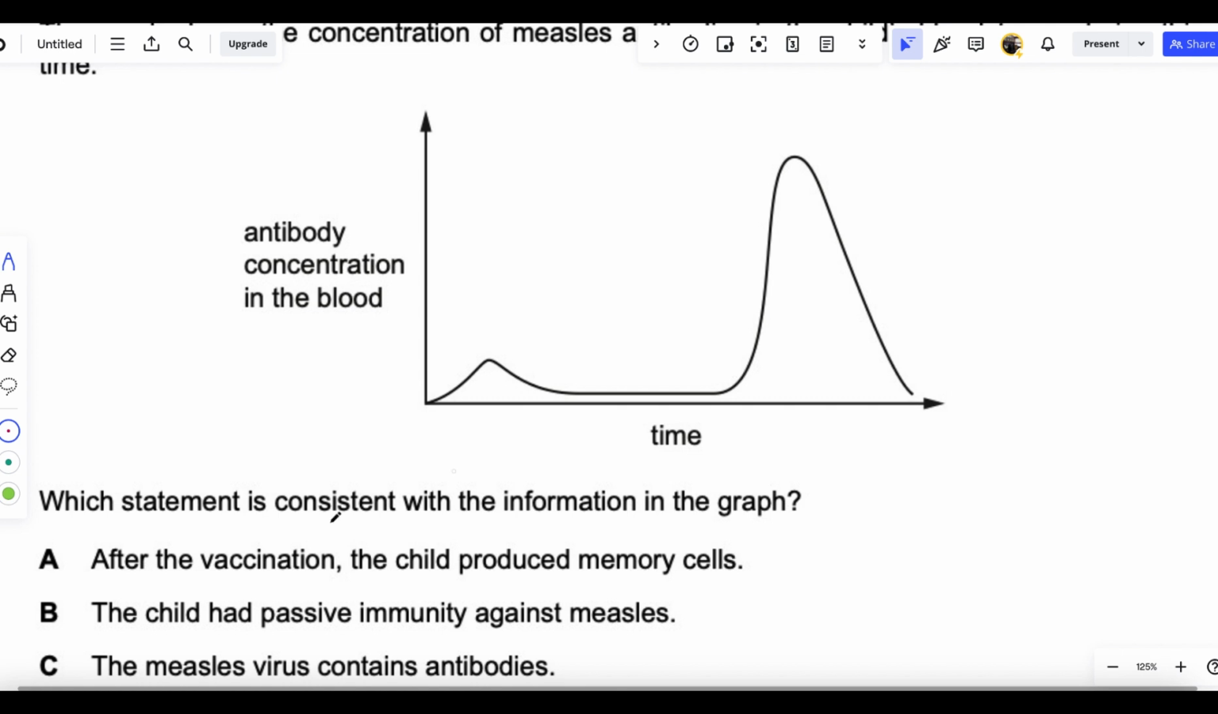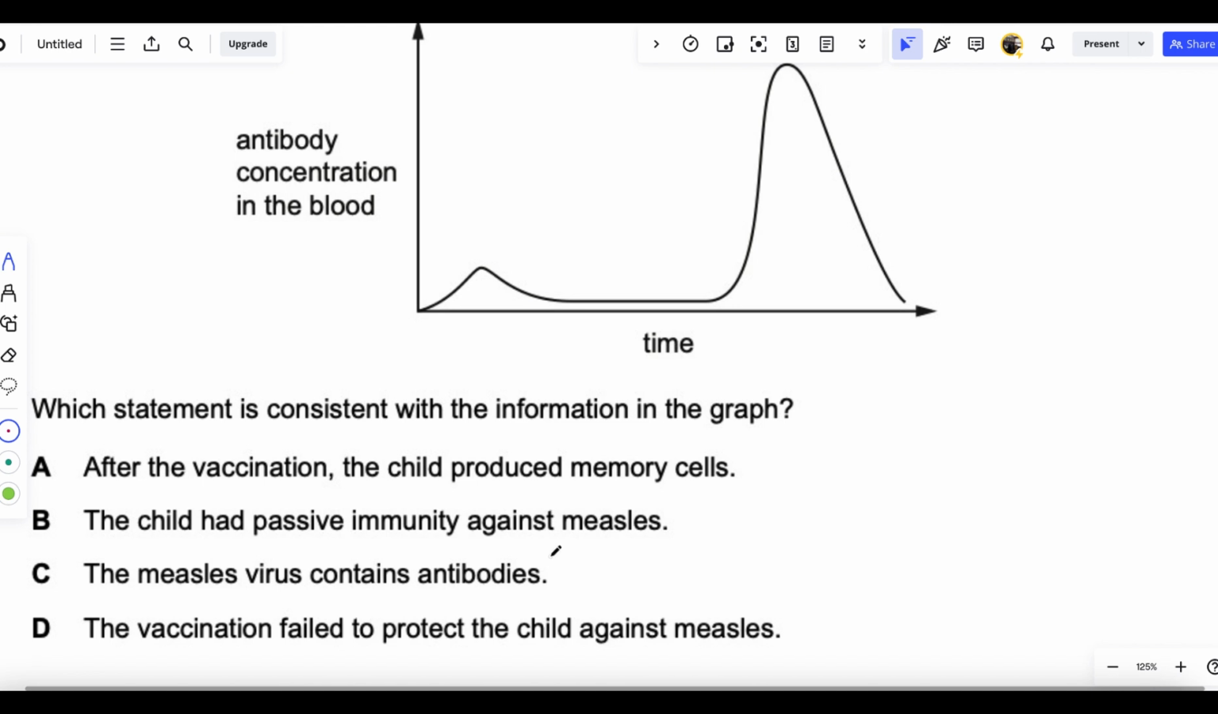Which statement? After the vaccination, the child produced memory cells. Could be. The child had passive immunity against measles. No. The measles virus contained antibodies. No. The vaccination failed to protect the child against the measles.